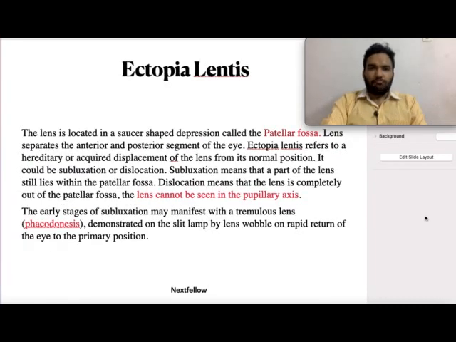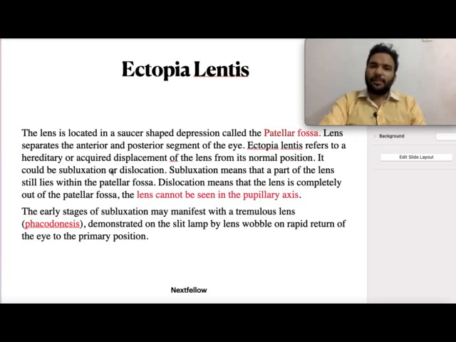Then comes our last topic, which is ectopia lentis, which is very important from the entrance exam point of view. The lens is located in a sausage-shaped depression. I told you about the patellar fossa, and the lens separates the anterior and posterior segment of the eye, whereas the iris separates the anterior and posterior chamber. Ectopia lentis refers to a hereditary or acquired displacement of the crystalline lens from its normal position.